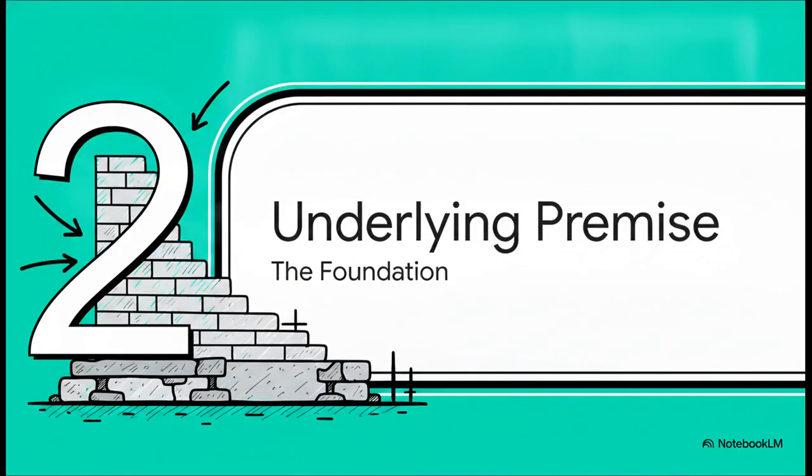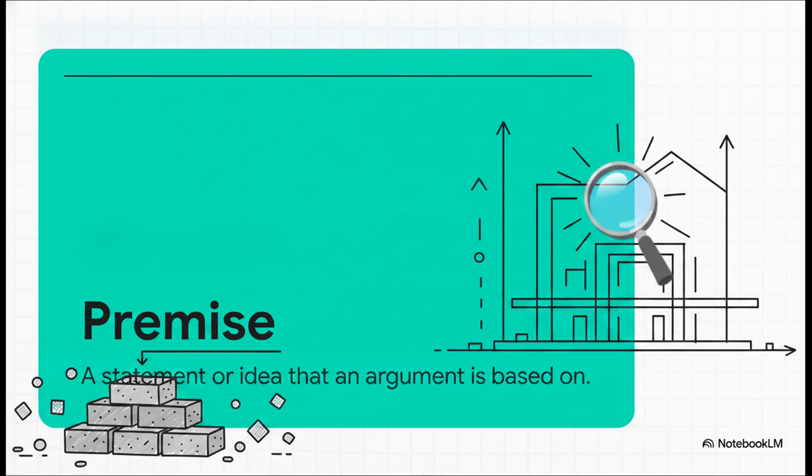Section 2. Spotting the underlying premise, the foundation. This brings us to the very first core component of our anatomical breakdown, the foundation of our metaphorical building. Our source explicitly defines a premise as a statement or idea that an argument is based on. You can kind of think of the premise as the raw material. It's the underlying assumption, the hard data point, or the initial claim that an author decides to build their ultimate case on. Simply put, without a premise, there is no foundation.